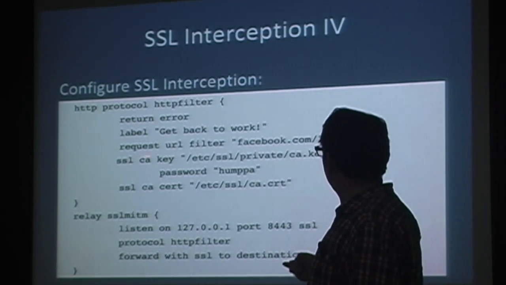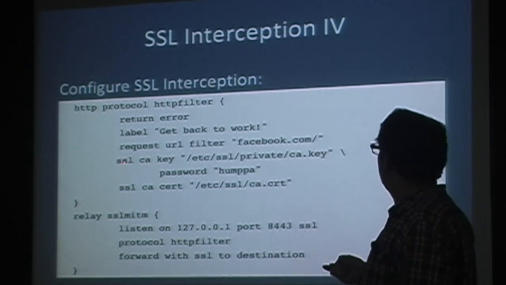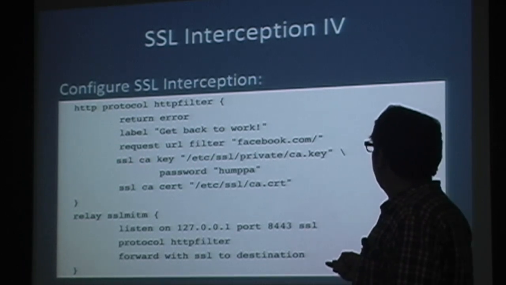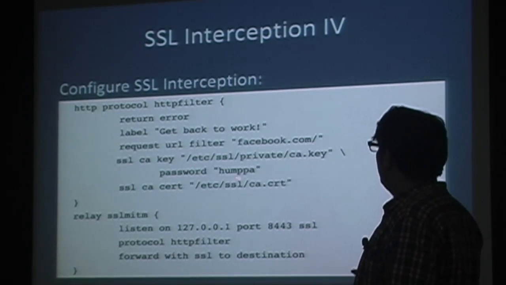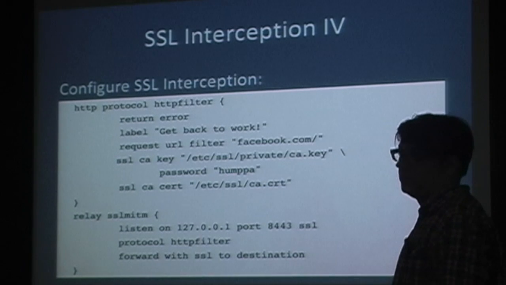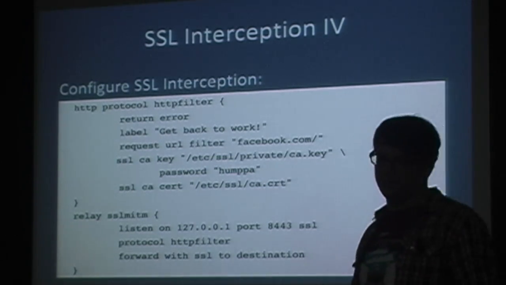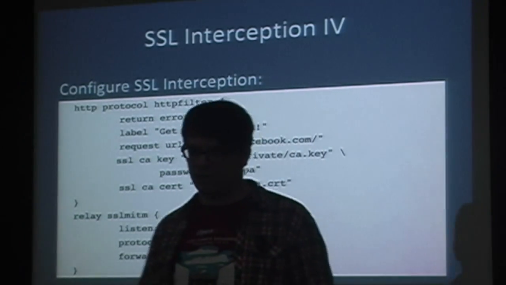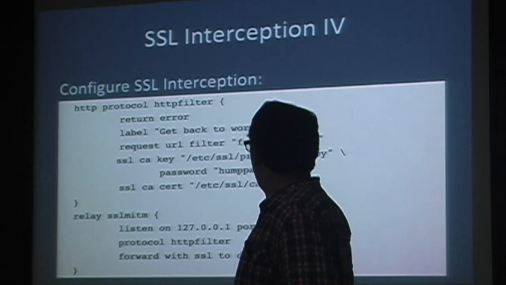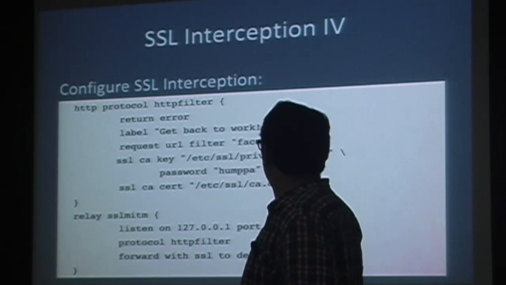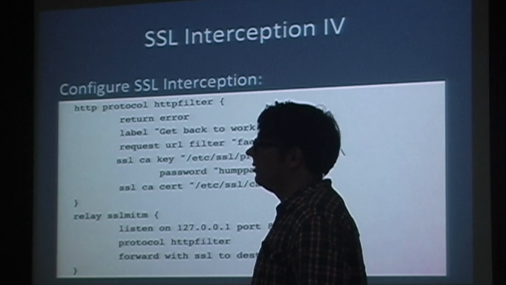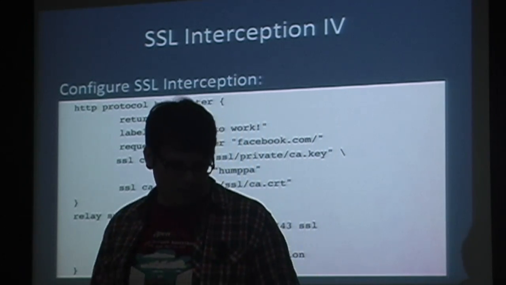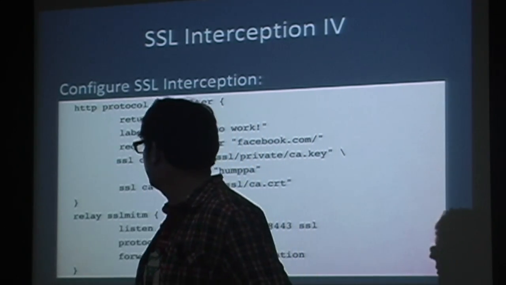And here, the new part is, okay, I configure a CA with key and a password. The CA key normally needs a password, so you specify a password here. And the certificate of the CA is used in the signing process.